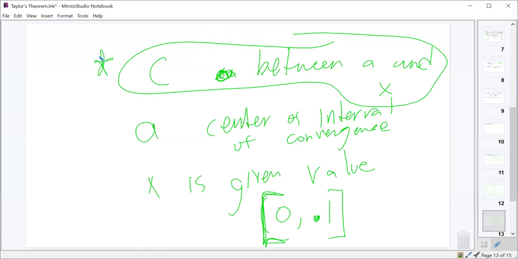This is what it should be. C is between A and X, where A is the center of your interval of convergence. So in our case, that's 0. X is the given value, which is 0.1. So we're looking at the largest value between 0 and 0.1 for this particular one. Does that make sense? Forget everything I said before, except for the original thing that I said, which was this. Everybody good with that now? Sean, good with that? Everybody good with that? Sure, yeah. Okay.